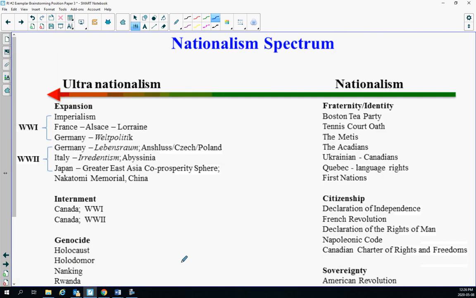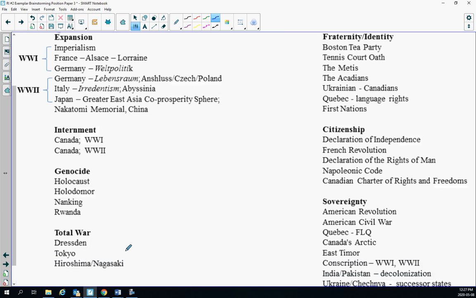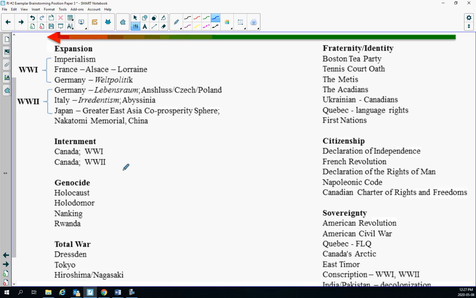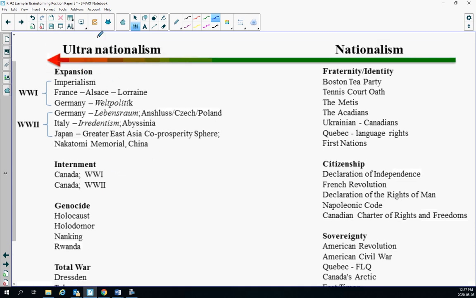Here, finally, I'll give you this. You're supposed to be working on this, and that's fine. I wanted you to give it a shot. You needed to try this to see what you could make of it. But here is the nationalism spectrum. I think you did a pretty good job with the left side with ultranationalism. I think you know the examples of total war, you understand genocide, you've got examples of that, internment we just studied last week, and for sure expansionism. To me, when I look at the spectrum, the black bolded headings could be arguments. To me, expansionism is an argument. Internment is an argument. Genocide, total war could be arguments unto themselves.